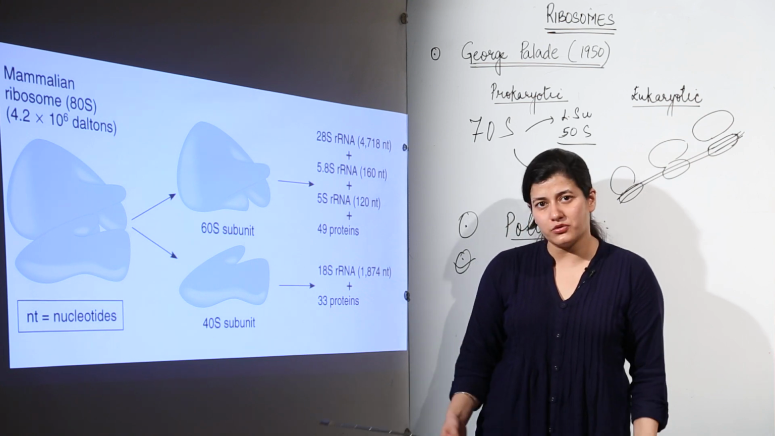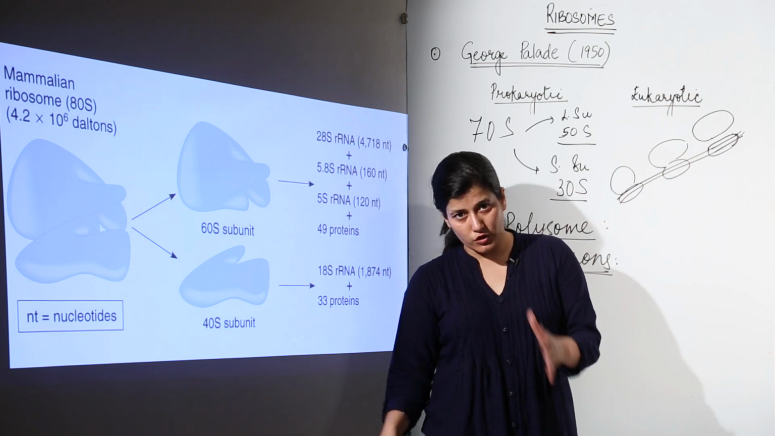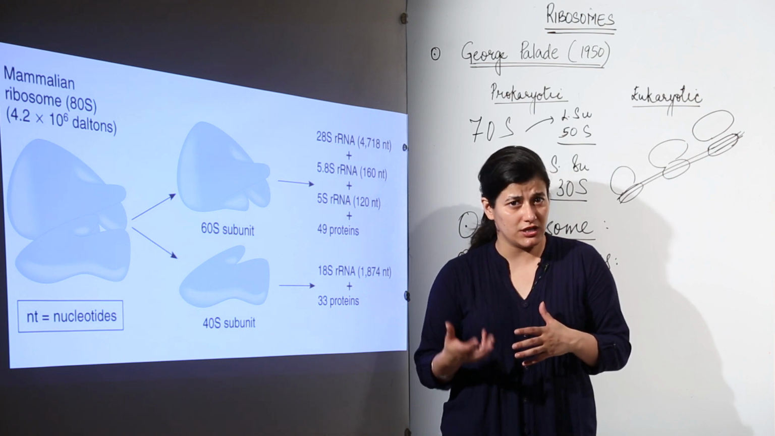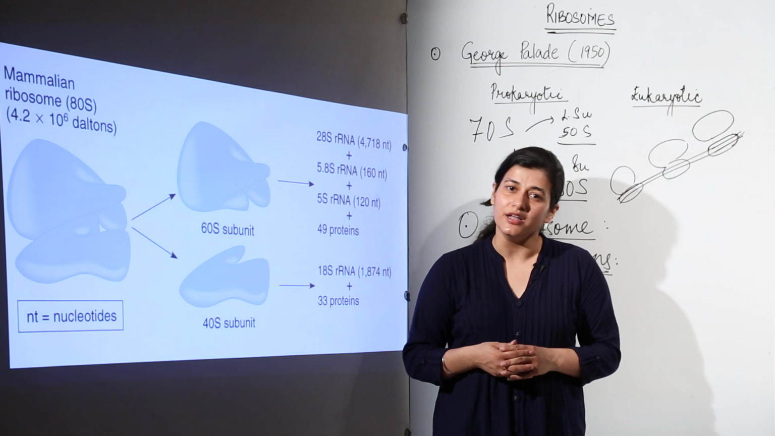So this is all about the ribosome and its understanding. I hope you are quite clear with what a ribosome is and what its function is, because this is going to be a great deal of knowledge in your understanding of the genetic mechanisms of translation and transcription.